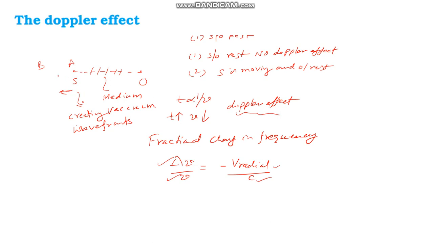When the source is moving away, you consider this v radial as positive. When the source is moving towards, it is negative. So with this formula we calculate the fractional change in frequency equal to minus v radial by c. This v radial, we have to consider along the line joining the source and the observer. Here the observer is at rest, only the source is moving. So this is how we calculate the Doppler effect.